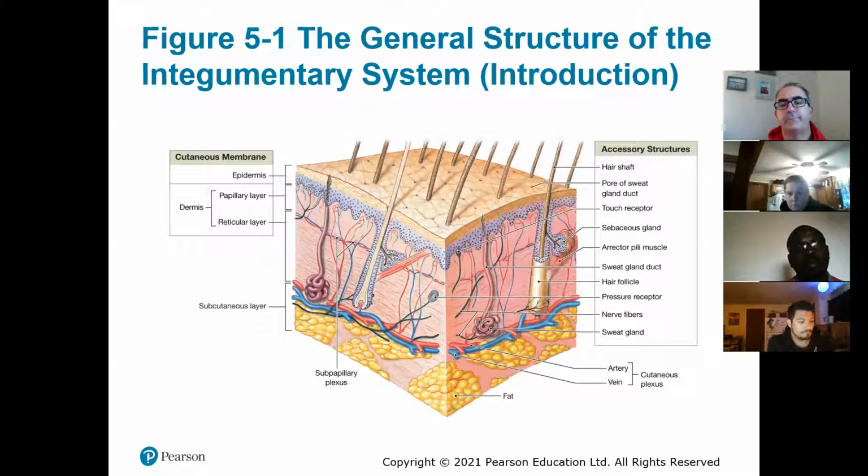Now, in the epidermis, like I said, there's nothing there. It's just cell layers. It's just there for protection. Everything is in the dermis.